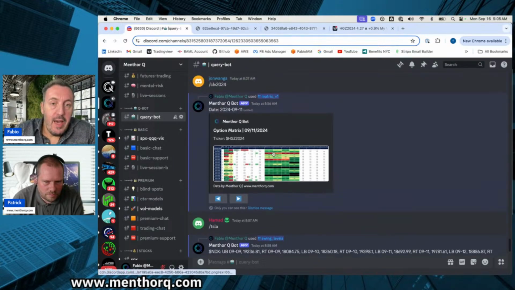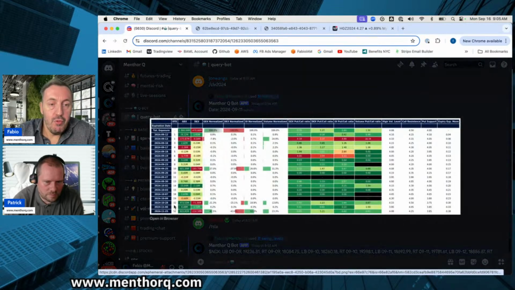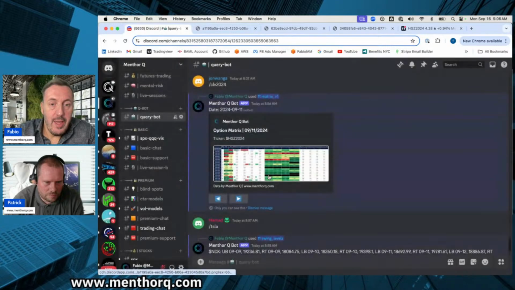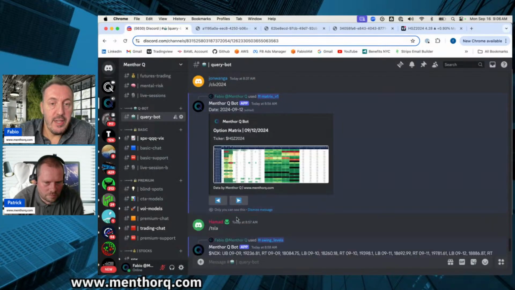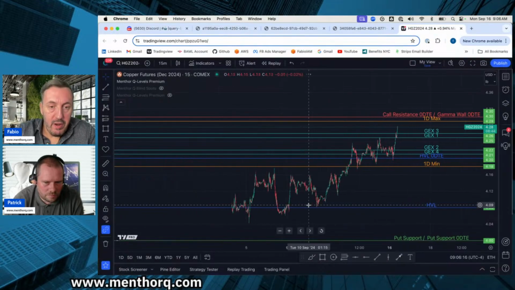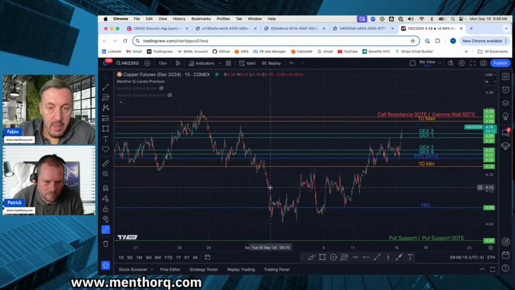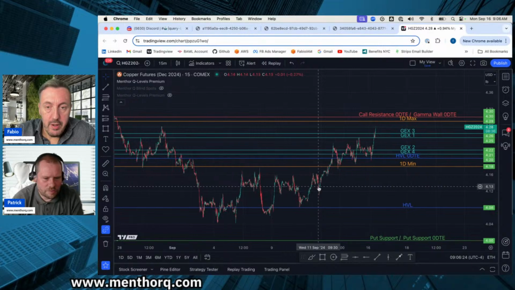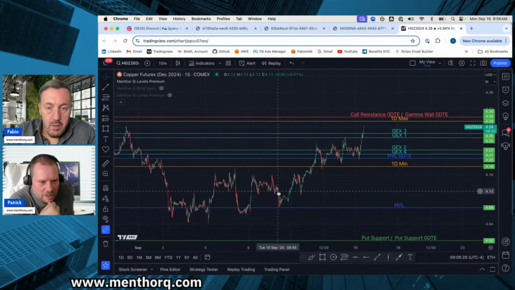If we look at our options matrix, we can see that if we go all the way back to the 11th, we see a change from negative to positive gamma here. We can also do the same and go forward in time and see how things have changed over time. And I think the 11th or the 13th, Patrick, was the moment where we saw the start of a correction. Yeah, on the 12th. On the 12th, we get the correction. And then we see this also.